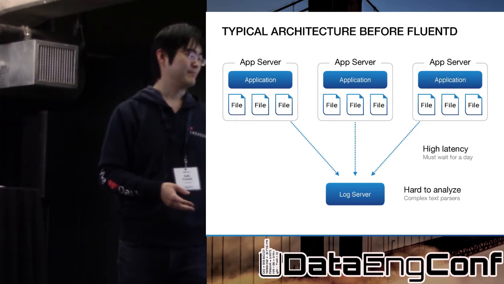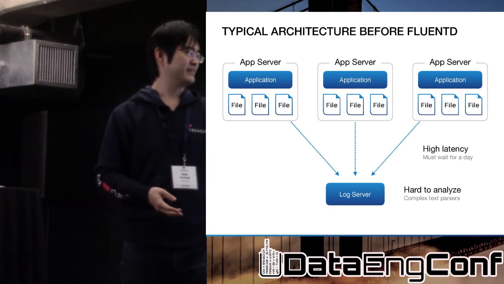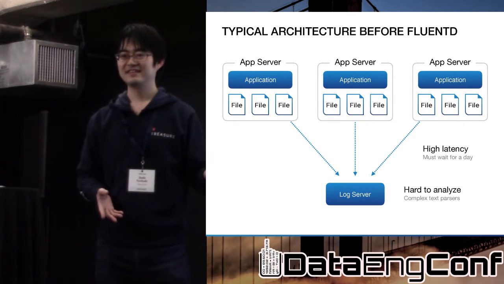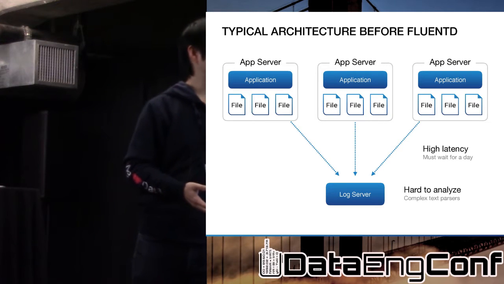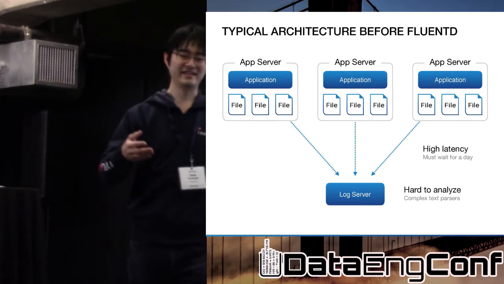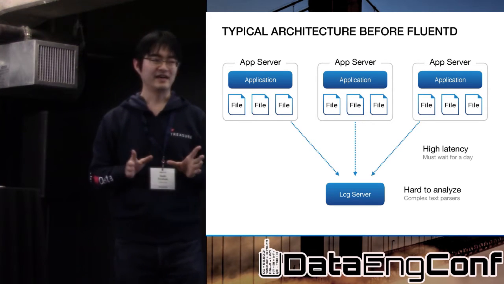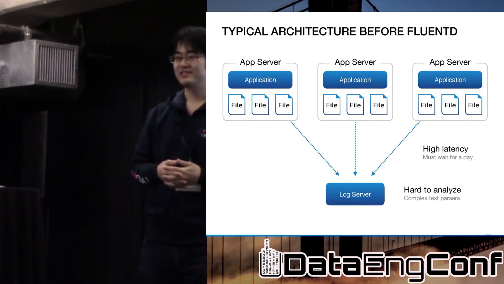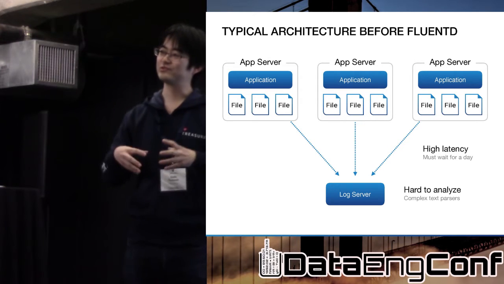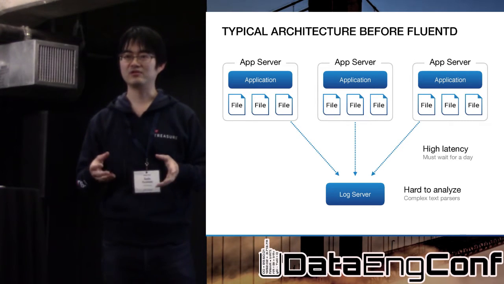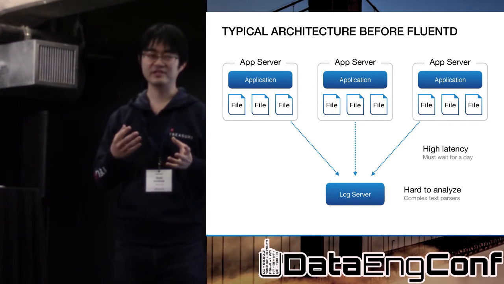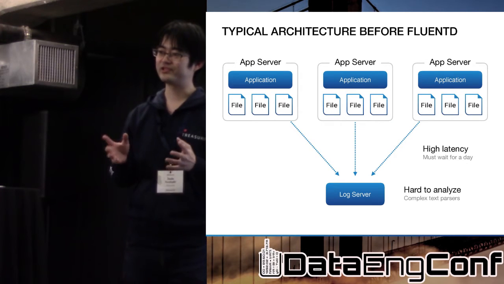But here, a big problem was that the latency is so high. You need to wait for the completion of one file and the completion of the data transfer over the network. It's high latency. And during the data transfer, the network bandwidth is consumed a lot. So it could cause some problems on your production environment.